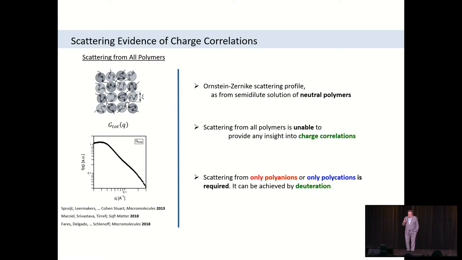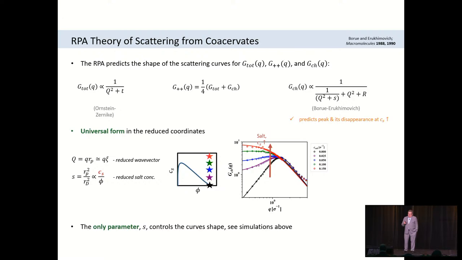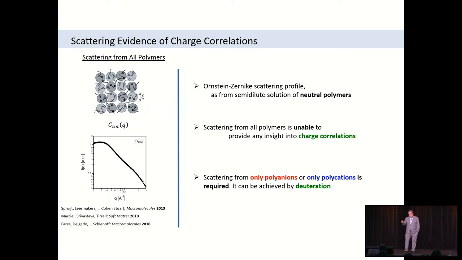So the idea was to measure the total scattering function, S total, and then measure, let's say, the anion-anion correlation function. And the difference between those two should be the charge group correlation function. And there's a prediction for that that is different from the standard Ornstein-Zernike, which is the equation on the upper right-hand side that says that if you go to very high salt concentration, you sort of go back to an Ornstein-Zernike-like thing. And so you don't see anything if all of the polymers have the same scattering contrast.